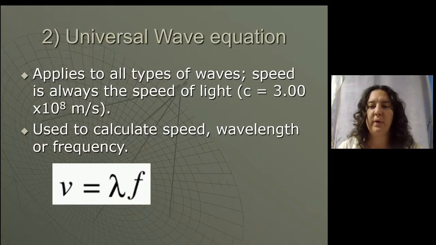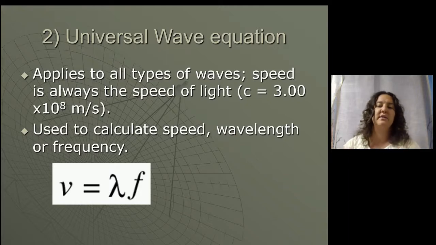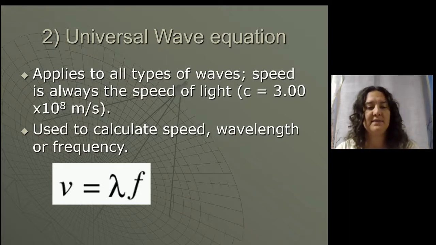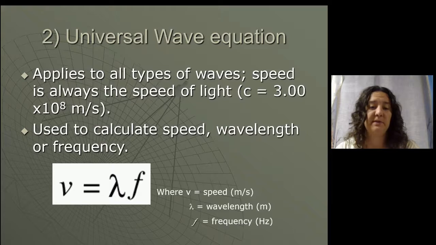So the universal wave equation is velocity equals wavelength times frequency. And for all types of electromagnetic radiation waves, the speed is always the speed of light, at c equals 3.00 times 10 to the power of 8 meters per second. Sometimes you'll see formulas with v, occasionally you'll see formulas with c. And again, this is in your data booklet as well as the speed of light.